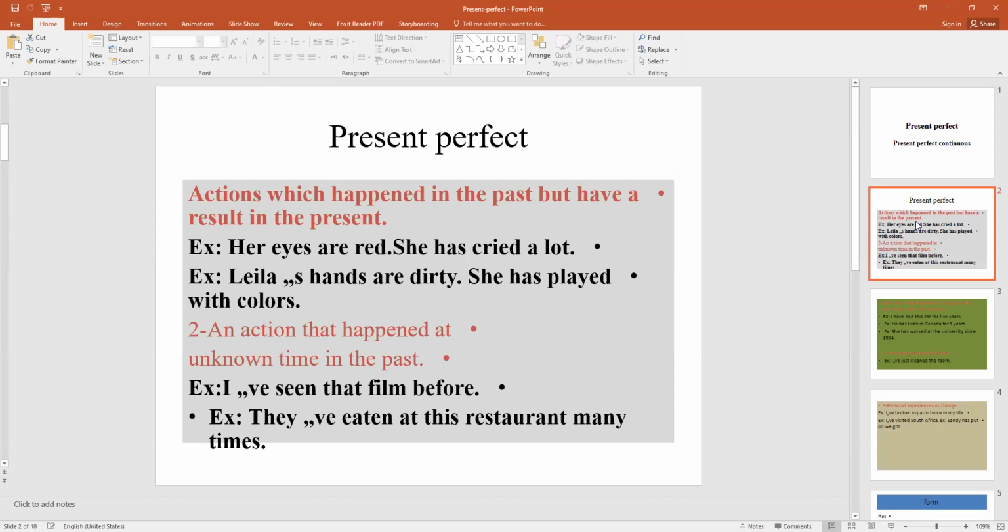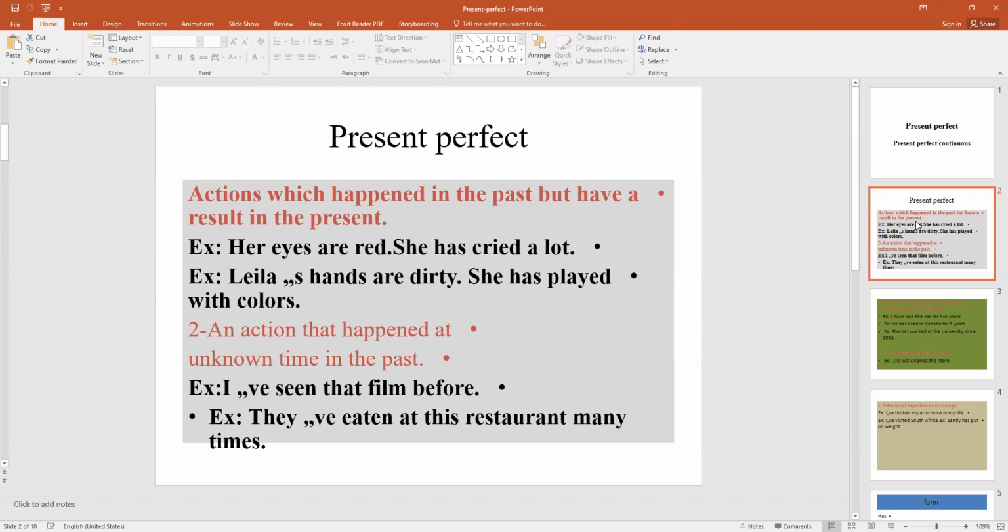In this case, you can't use past simple. You can't say that my sister played with colors. Past simple? No. Why not? Because you have a result in front of your eyes. Your sister's hands are full of colors, so you can't use past simple. In this case, if something happened in the past and you have a result in the present, use present perfect. So what would you say? My sister has played with colors.